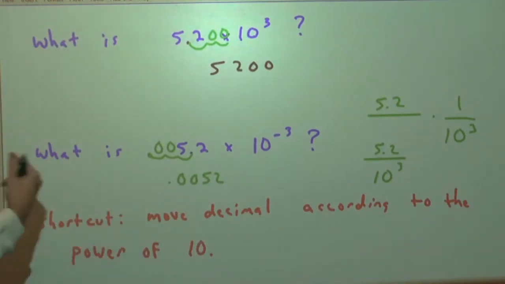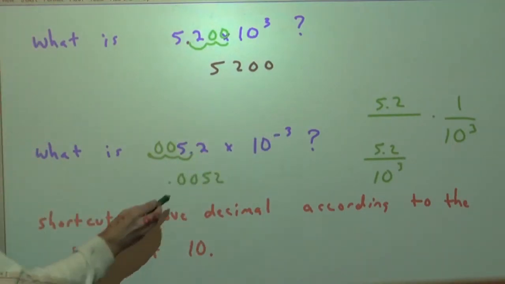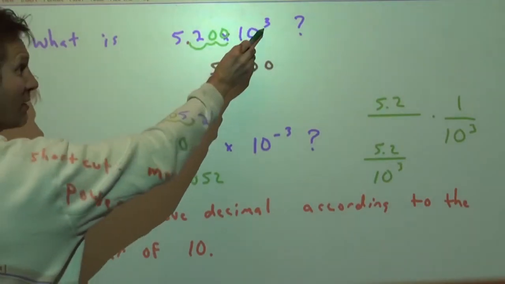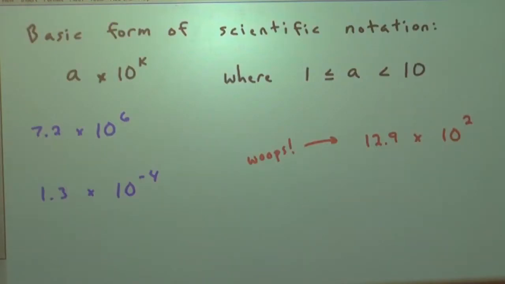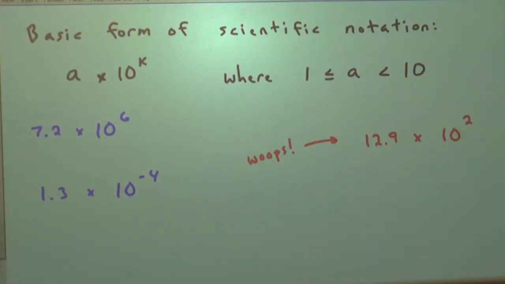But the trick is, move the decimal according to the power. So we'll move the decimal 3 places to the left, boomity boomity boom. Or in this case, 3 decimal places to the right, boom boom boom. Fill in with zeros as you need to. Keeping that in mind, we get the definition of what it really means to have a number in scientific notation.